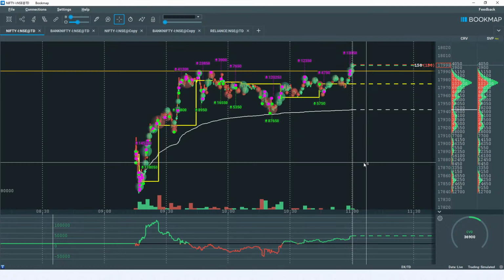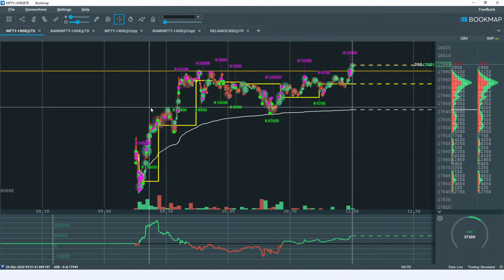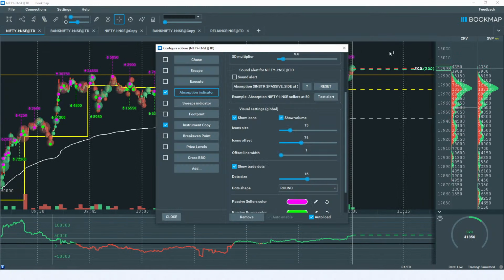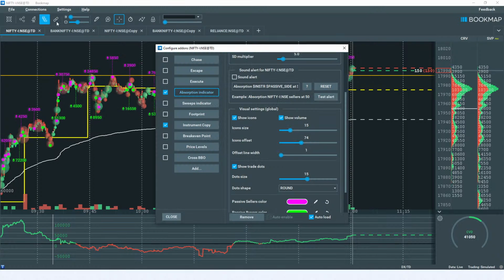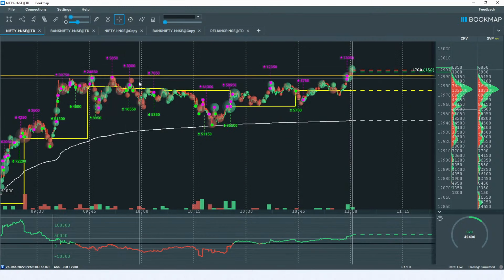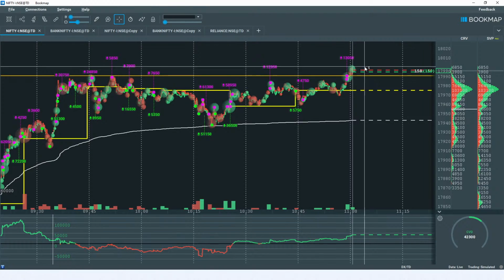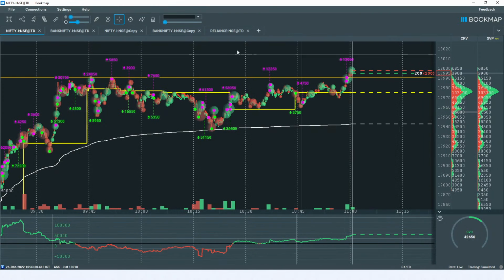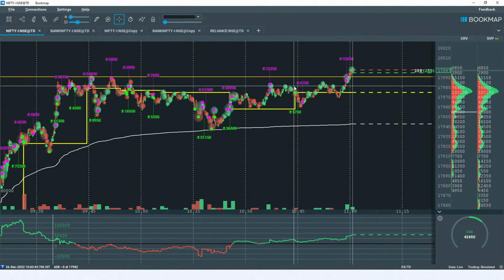How to identify absorption in order flow? Yes, you can. You can go to the add-ons, configure add-ons, and enable the absorption indicator. This is nothing but order flow information only. It will automatically calculate based on the orders that got executed. Yes, Satish Shetty, day high is broken.